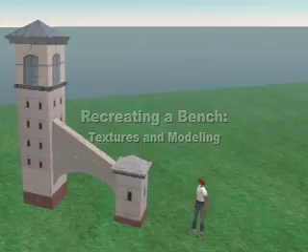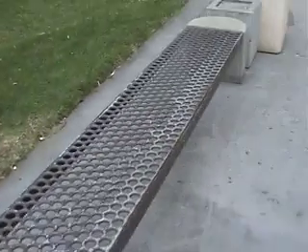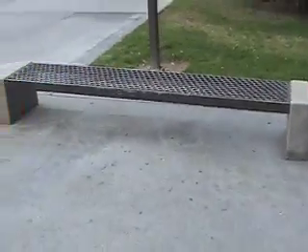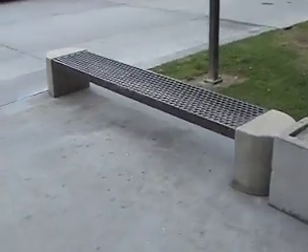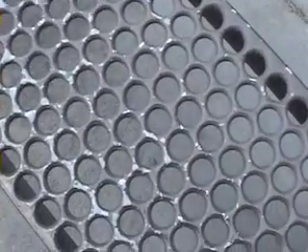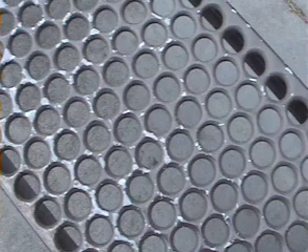On textures and modeling. So this is our target, a real-life bench on our campus. Basically 3 pieces, 2 ends of concrete and then the metal grate in the middle. First thing I'm going to do is take a photograph straight on of that metal grate and turn it into a texture and pattern that I can use in Second Life.